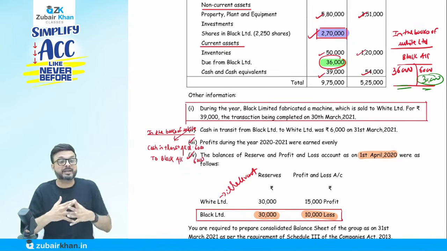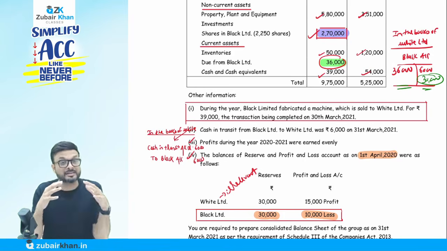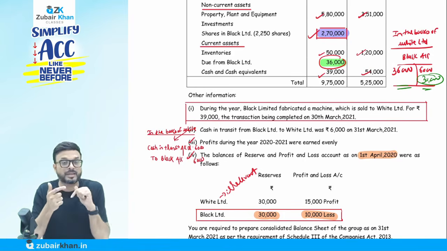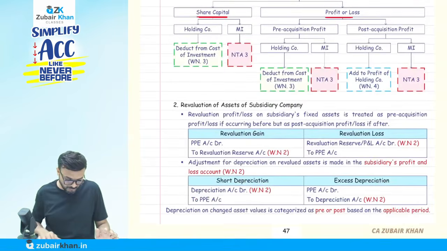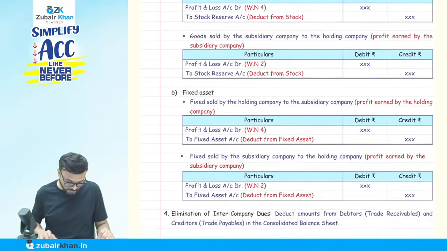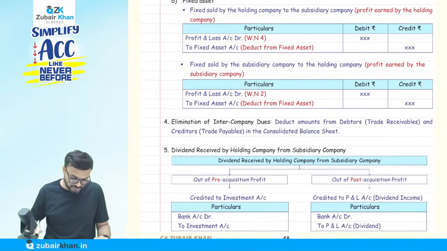But when we prepare the consolidated financial statement, we consider it as a single entity only. So it should be cancelled. We call them mutual debt. This is the point.